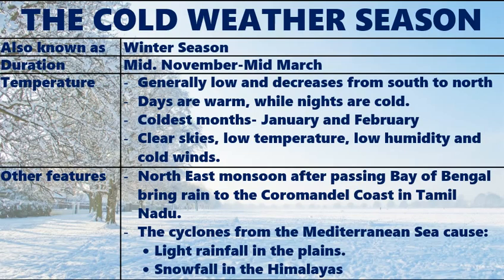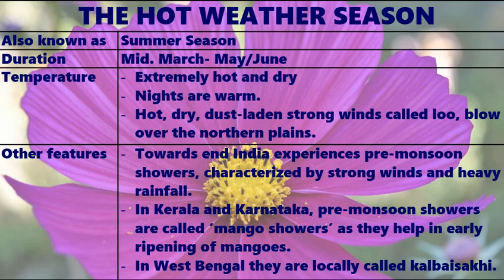The peninsular region does not have a well defined cold season. There is hardly any noticeable seasonal change in temperature pattern during winters due to the moderating influence of the sea. The cyclones that come from the Mediterranean Sea cause light rainfall in the plains and snowfall in the Himalayas, as I have already discussed. Now turning to the next season, that is the hot weather season, the summer season.